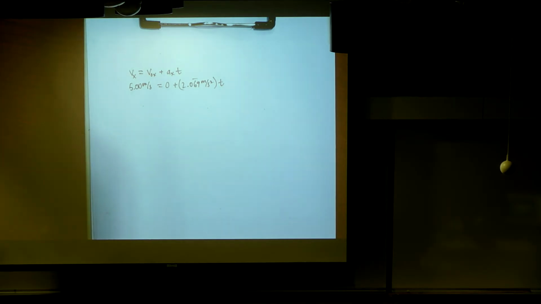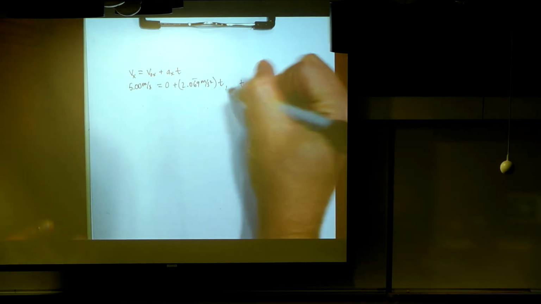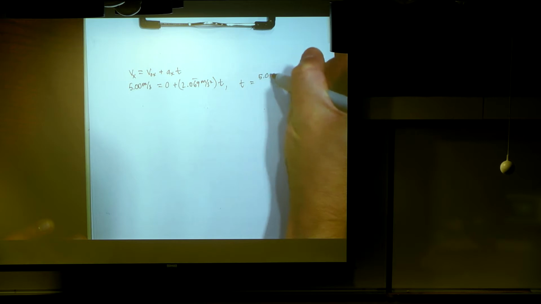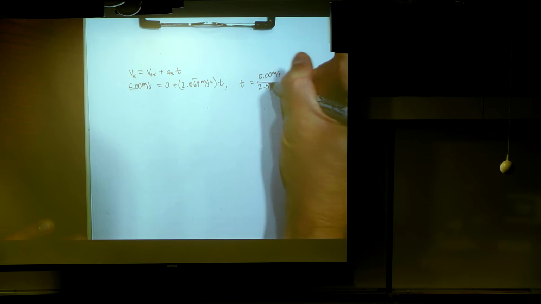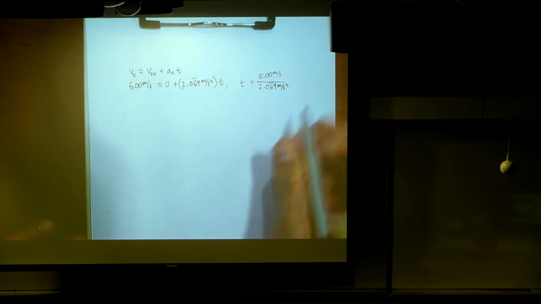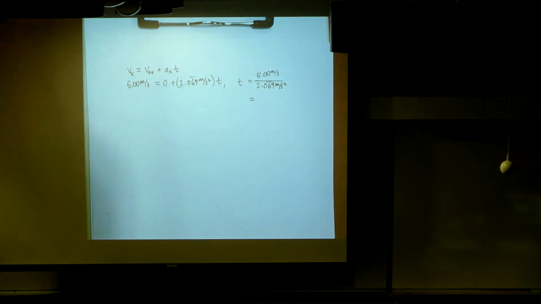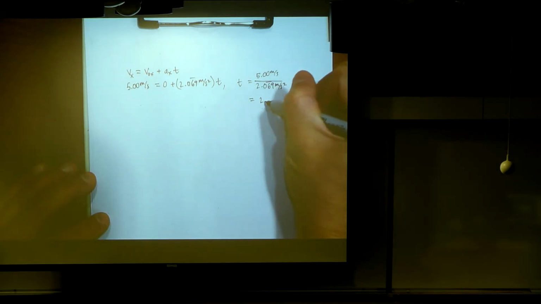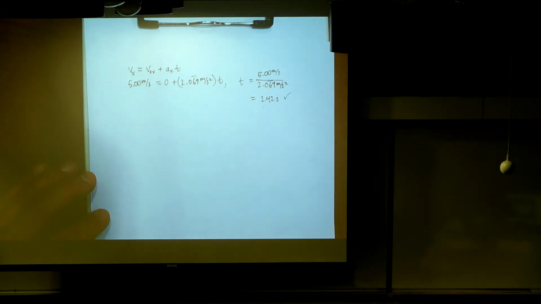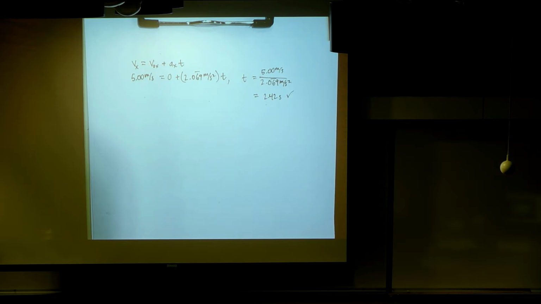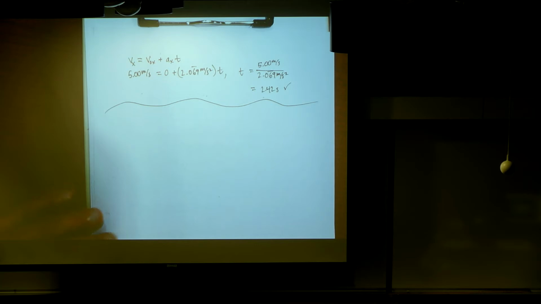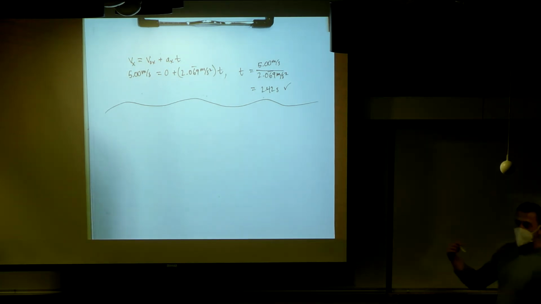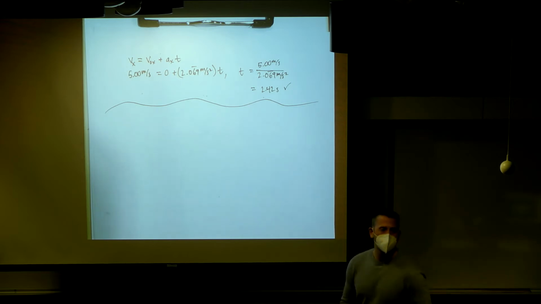So if we want to know the time, that's just going to be 5 meters per second over 2.069 meters per second squared. And if you do the math on that, it's about 2.42 seconds. So that's how long it takes to get up to that speed. All right, so a lot of stuff going on here, but let me know if you have any questions on this before we move on to the next one. Any questions? All right.